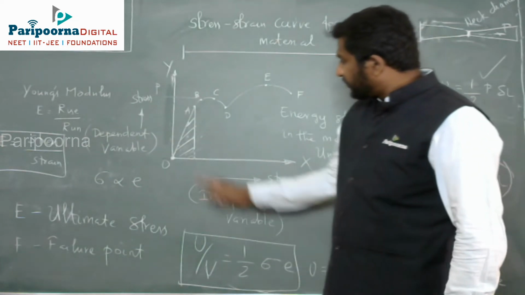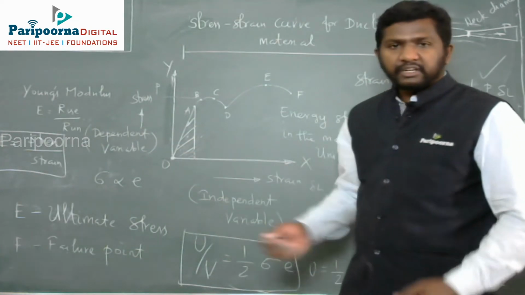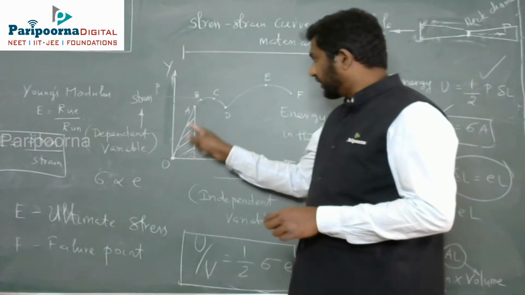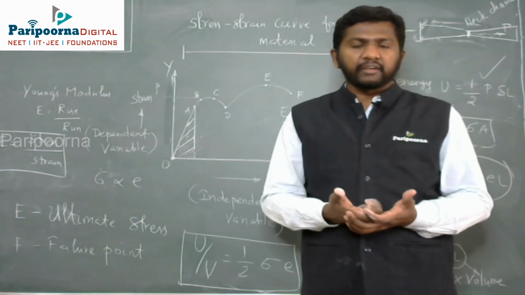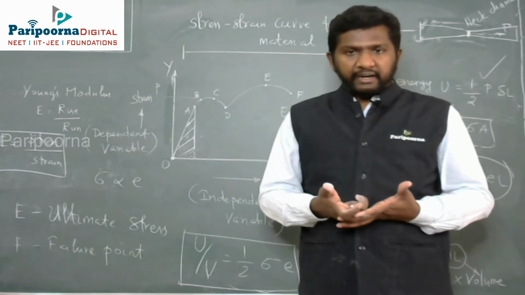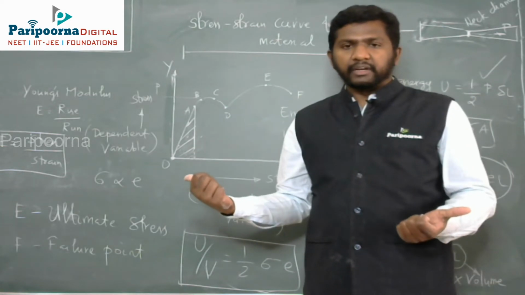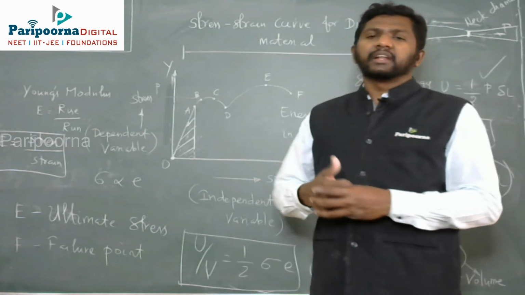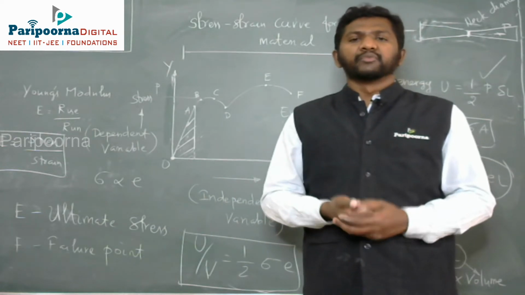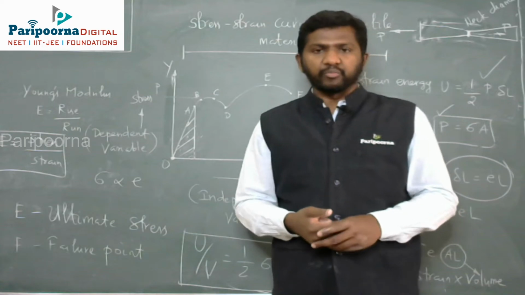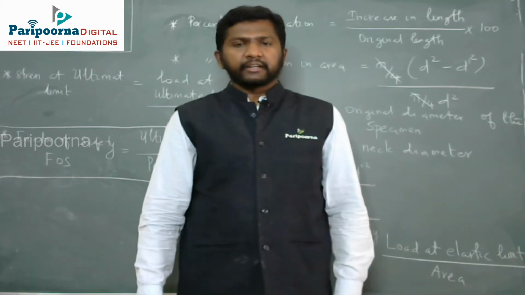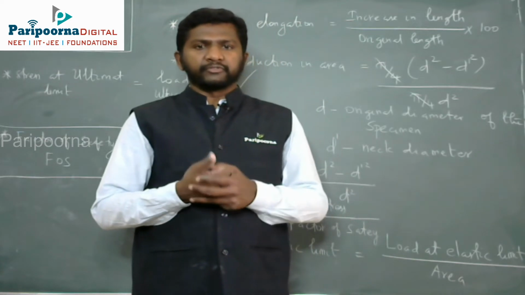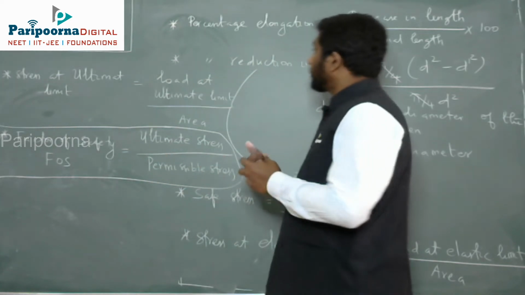So this is the measure of toughness of the material. This area gives the measure of toughness of the material. If the material is tough enough, maximum load is needed for failure of the material. So tough material is widely preferred for making all the engineering components. From this stress strain diagram, we can draw some formulas. Let me give you the formulas.